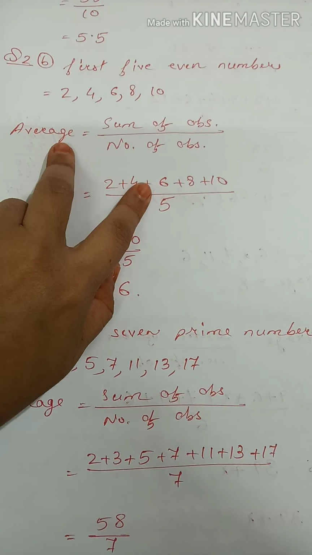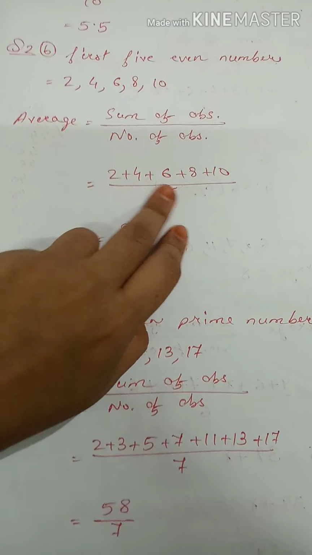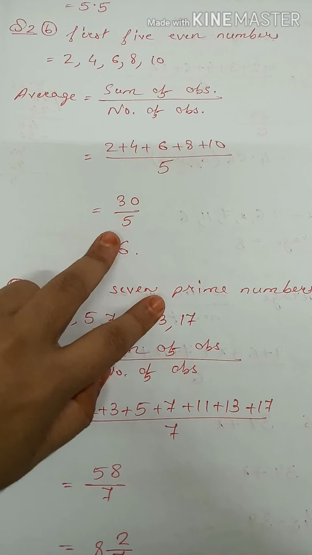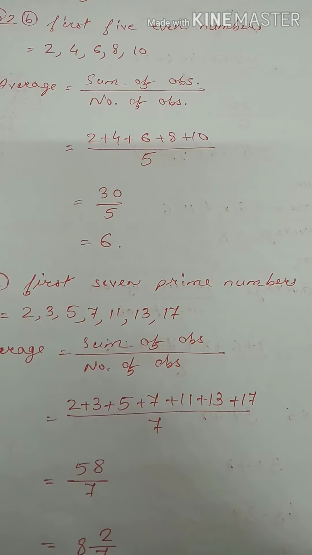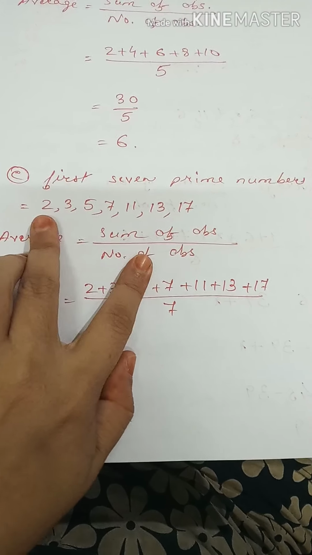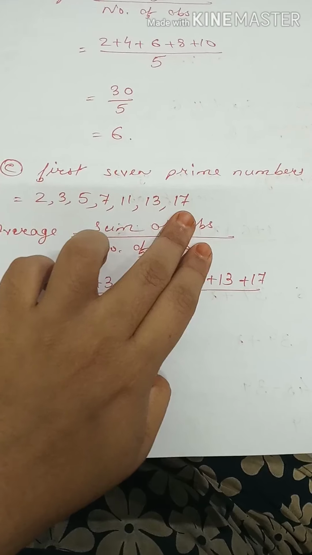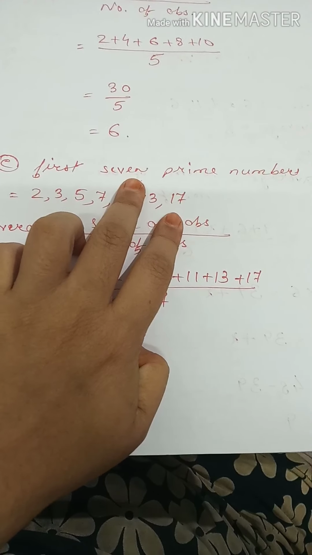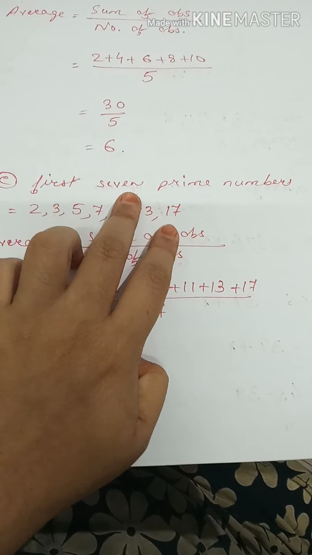Same thing, I will apply the formula. Then I will put the values. After adding, we get 30 by 5, which gives us 6. Next is first 7 prime numbers. I have written all the prime numbers: 2 3 5 7 11 13 and 17. First 7, mind it, not more than that and not less than that.